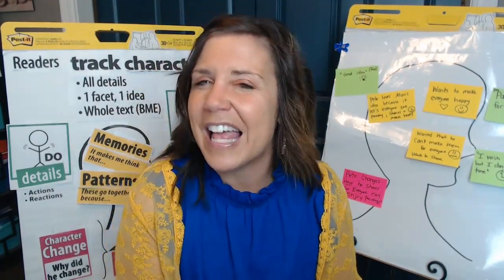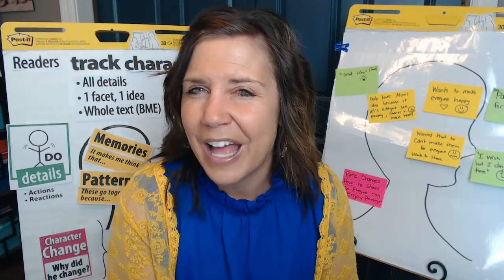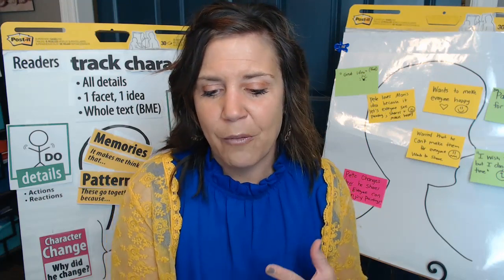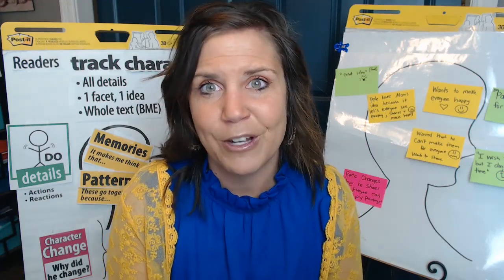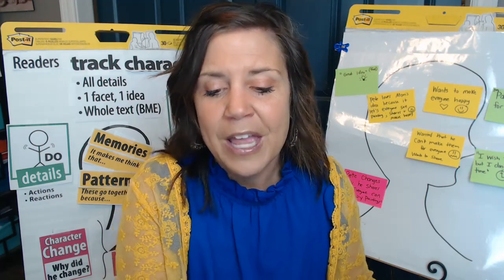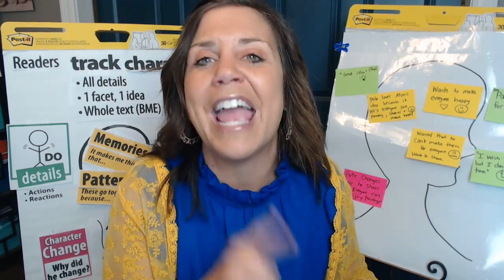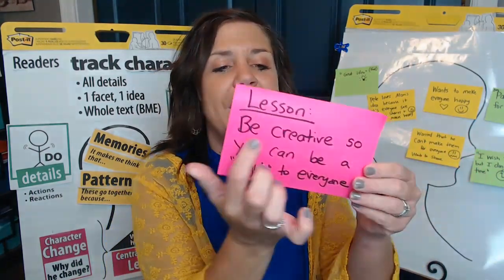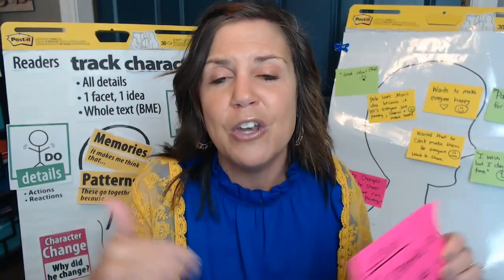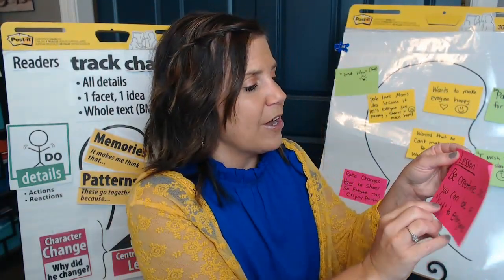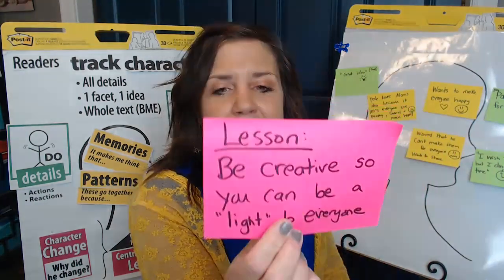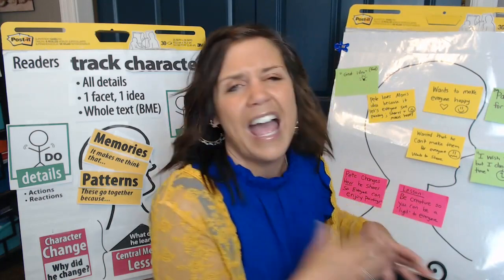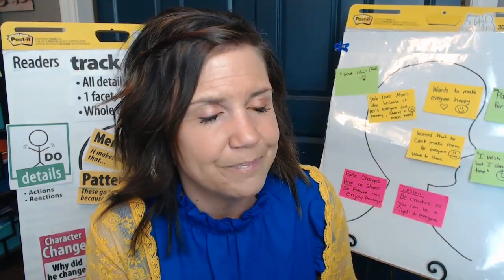And then when I think about the lesson that he learned, his mom really kind of helped him, taught him a lesson, to be creative so that you can be a light to everyone. You can shine your light to everyone. And so he wanted to share with everyone, but he had to be creative. Instead of doing little ones, he would have run out of time and paint. He had to be creative and come up with something new, a new way to share. And so the lesson that I think Pete learned was to be creative so that you can be a light to everyone. That's the lesson. And his mom really helped him learn that lesson, didn't she?